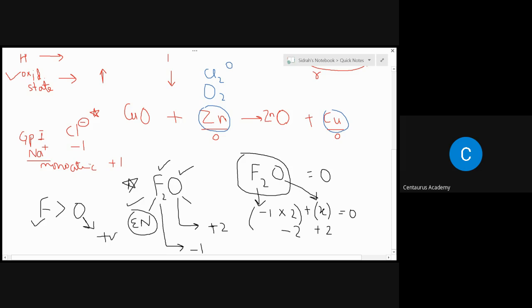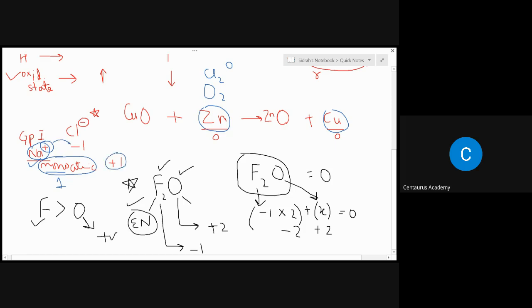Then we discussed monatomic ions. Monatomic ions are single atoms, and mono means one, so only one particular atom has been ionized. For instance, if I say sodium ion, Na+, this plus charge tells you the oxidation state. So its oxidation state is going to be +1.